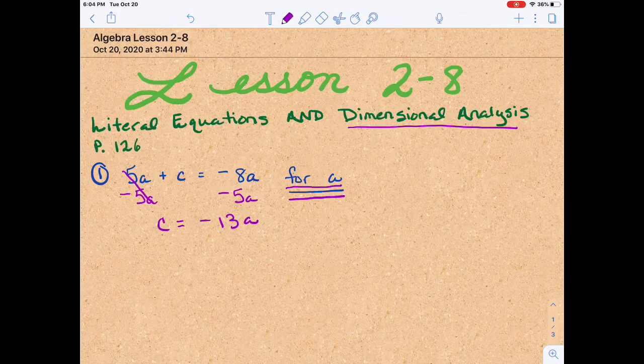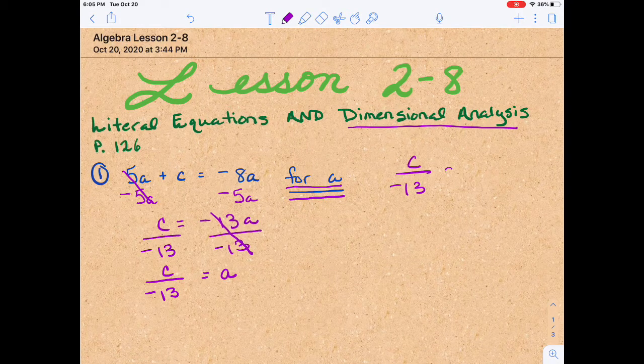I want to remember that I want a by itself, so I'm going to divide by negative 13 to get the negative 13s to cancel. Don't worry about what it looks like on one side or the other. This is actually the answer, c over negative 13. Just for your information, c over negative 13 is the same as negative c over 13. It's also the same as a negative out to the side, c over 13.